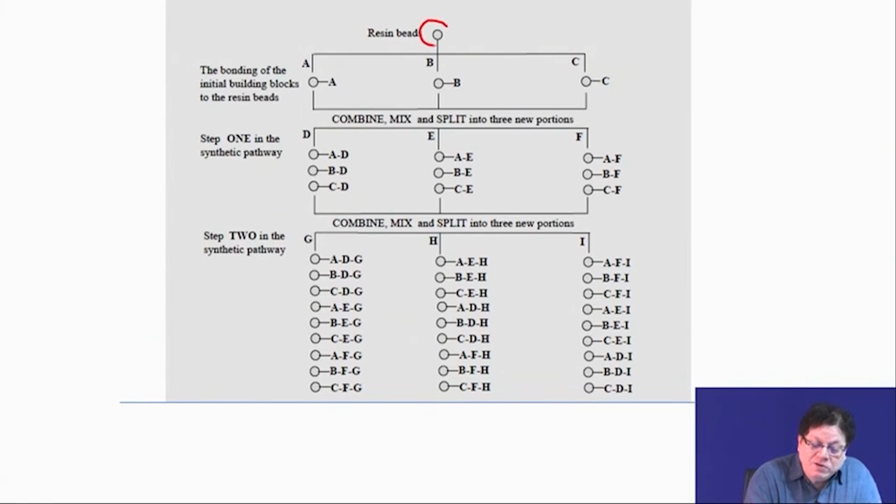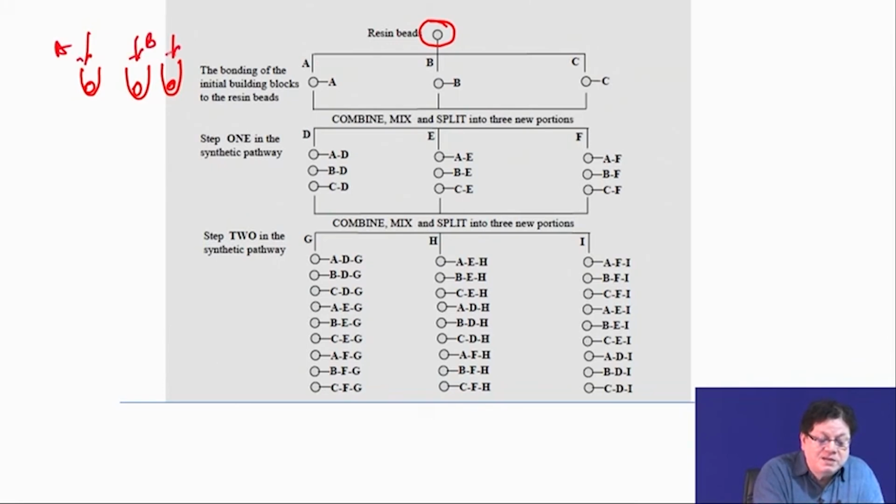You take the resin bead and you take 3 test tubes. In these 3 test tubes you have this resin bead. Now you add A here, B here and C here. So, this will be attached to A, this to B, this to C. Now you mix the contents of all the 3 test tubes into a bigger test tube. That means some beads are attached to A, some to B, some to C.